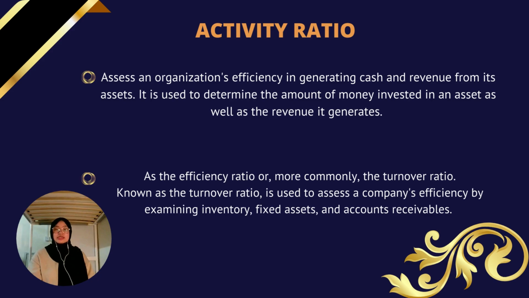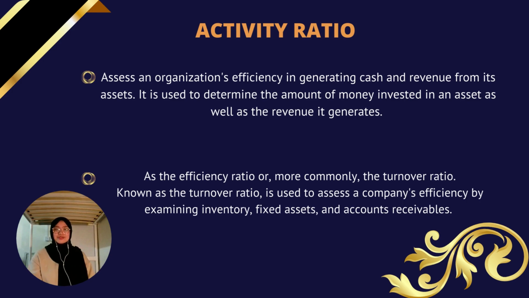Activity ratios are used to assess an organization's efficiency in generating cash and revenue from its assets. It is used to determine the amount of money invested in an asset as well as the revenue it generates. As a result, the activity ratio is often referred to as the efficiency ratio or more commonly the turnover ratio. The activity ratio, also known as the turnover ratio, is used to assess a company's efficiency by examining inventory, fixed assets, and account receivables.